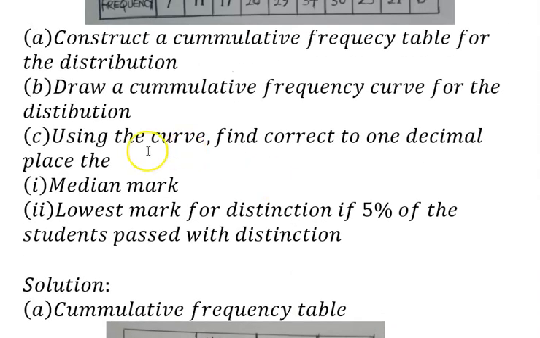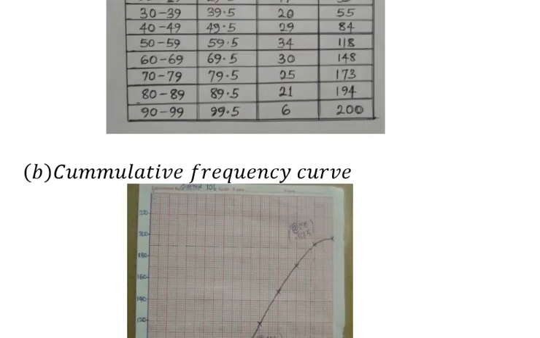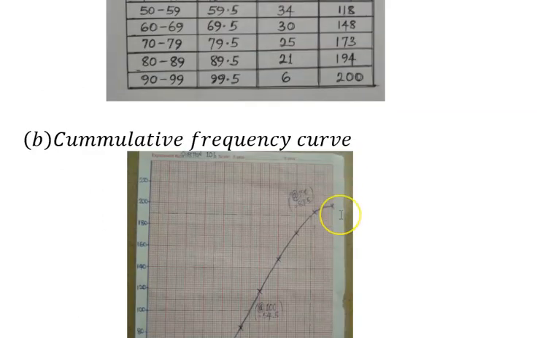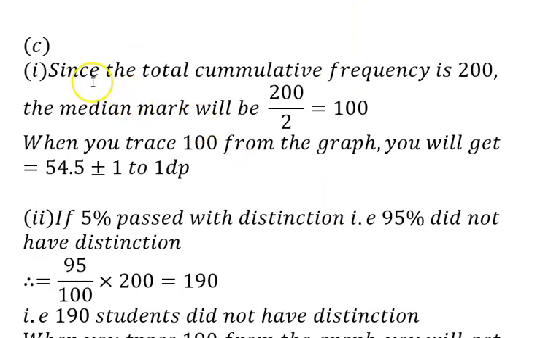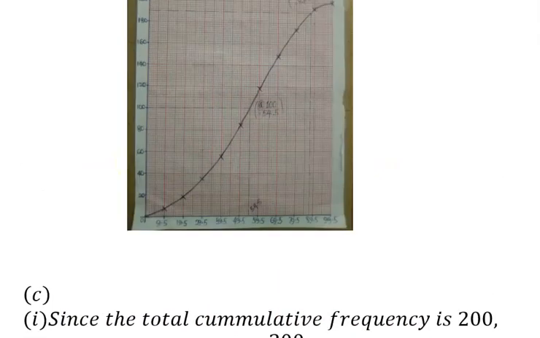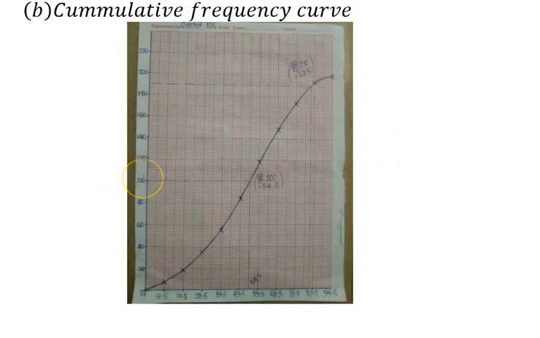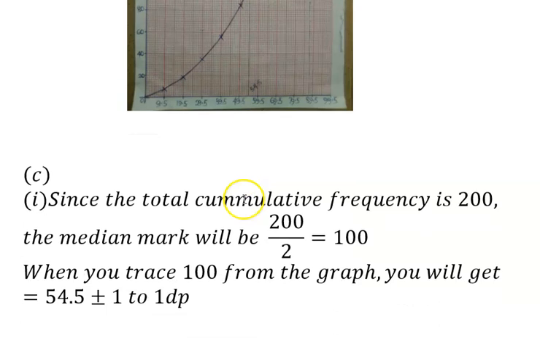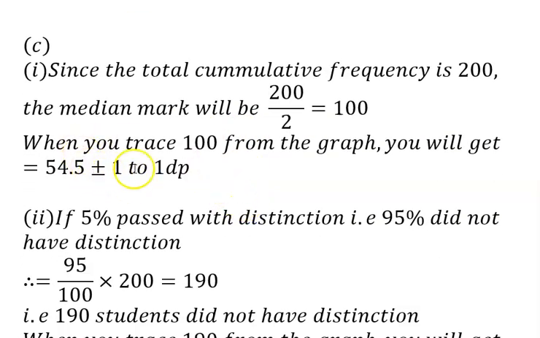So let's dive straight in. Using the curve, find, correct to one decimal place, the median mark. The median mark. Since the total cumulative frequency is 200, the median will be what? 200 divided by 2, the middle, so 100. Beautiful. So when you trace 100 from the graph, what will you get? Let's trace 100 from the graph. This is 100. Just trace it down here. So you have 54.5. So that's the median mark. You know it's a graph, so plus or minus 1. The question says to one decimal place.